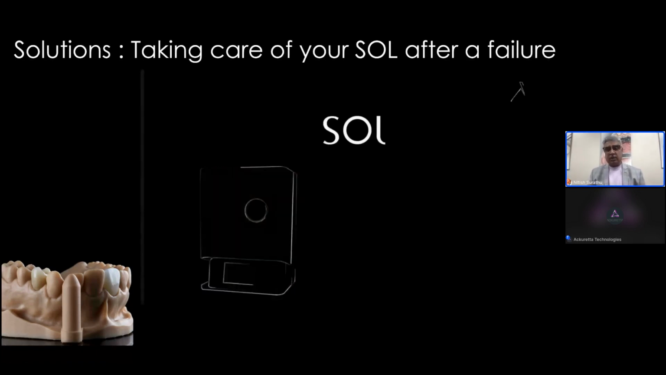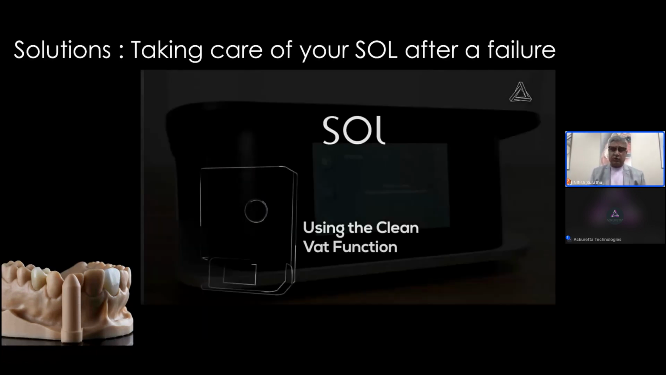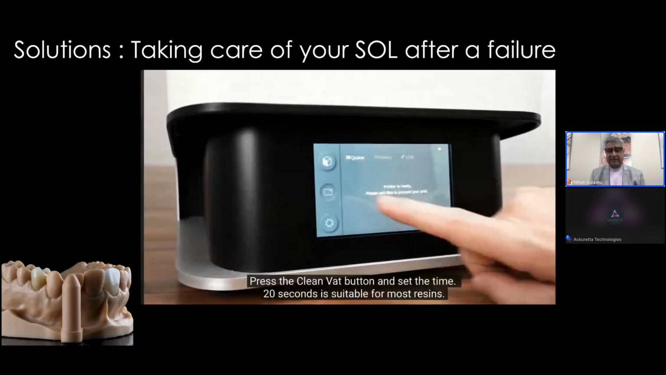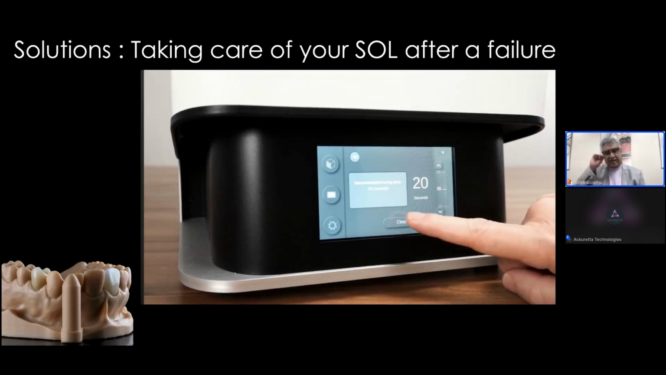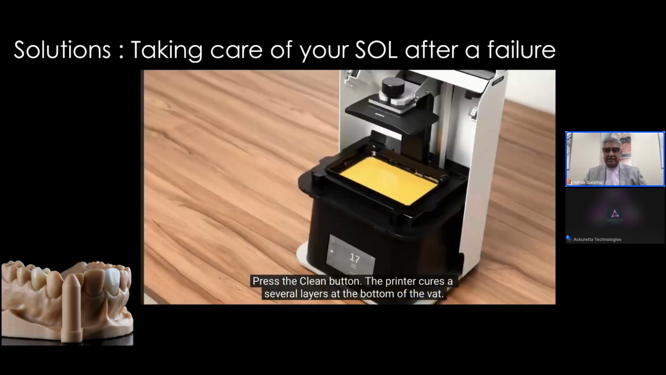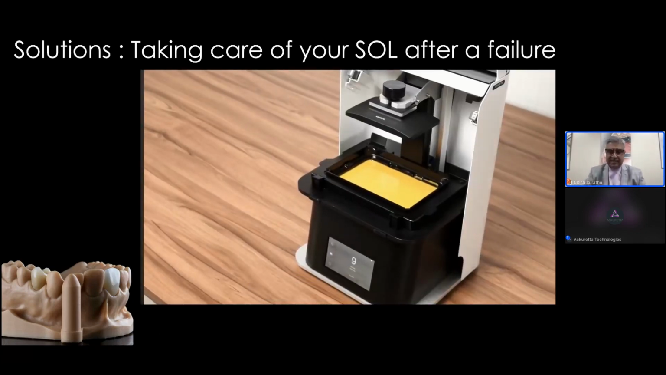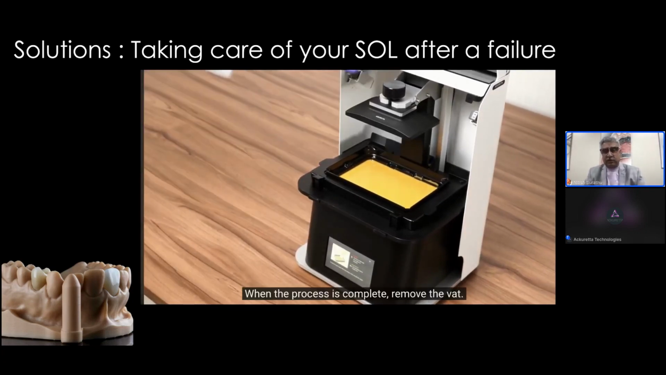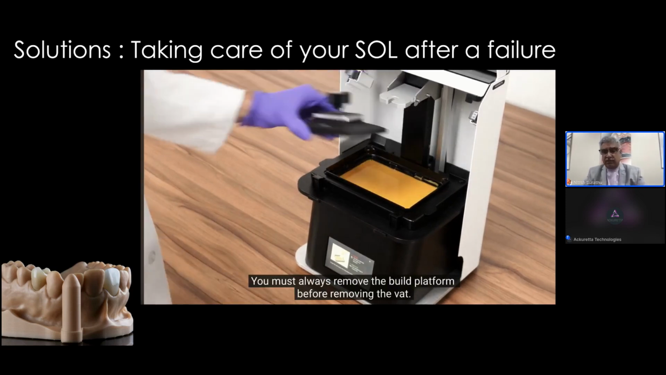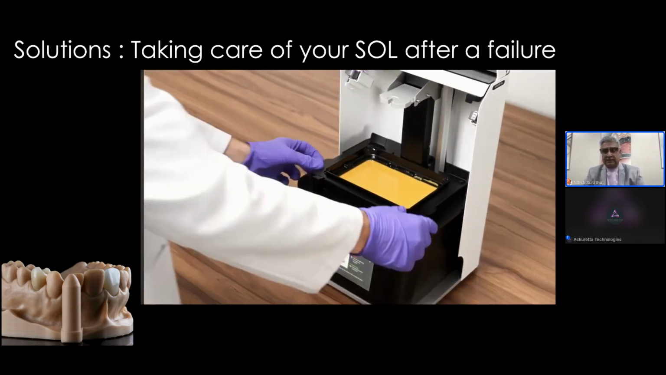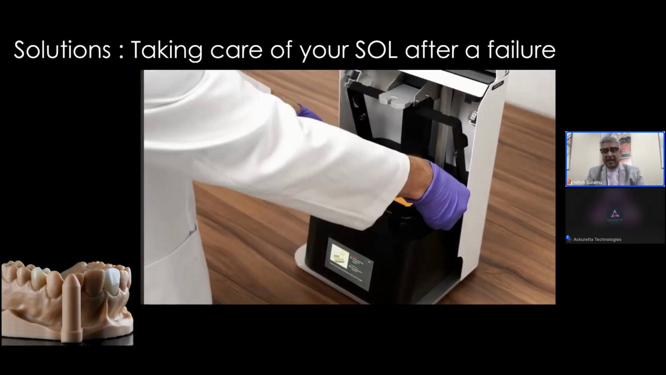When you have a failure and you suspect that there's resin debris in the vat, make sure you go to the vat clean function. The vat clean function is resin dependent, and the Sol has the exact number of seconds that the LEDs will turn on for, and they will cure a layer of resin at the bottom of the vat in the form of a rectangle that is basically equal to the size of the light source.